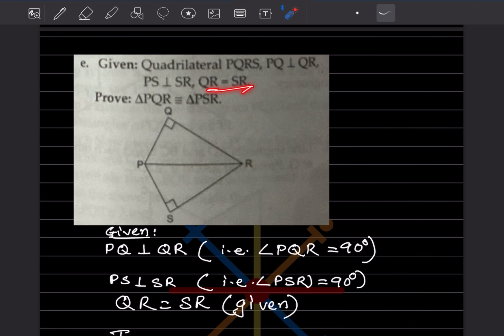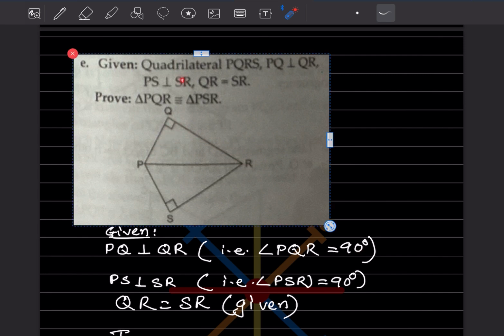So now QR is equal to SR. These both are the same. So PQ is perpendicular to QR, so that is angle PQR. When we say PQ is perpendicular to QR, we can say this whole angle PQR is going to be 90 degrees, because perpendicular means it is always going to be 90 degrees. So this angle at Q is going to be 90 degrees.